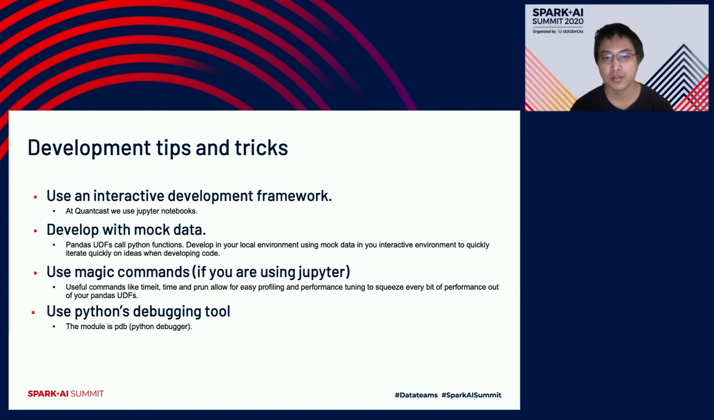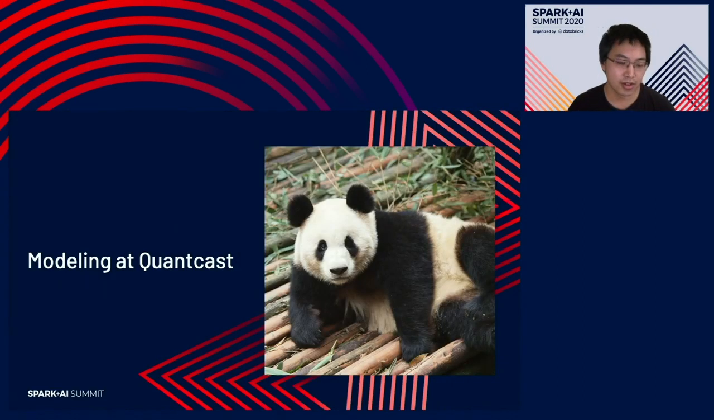If you are using Jupyter, one thing I typically use are a lot of the magic commands, such as timeit, time, and prun. So you can easily profile your methods, and if you're trying to squeeze every bit of performance out, having a one-line command to do performance tuning is quite handy. And if you really need something more heavyweight, there is a Python debugging tool called PDB.